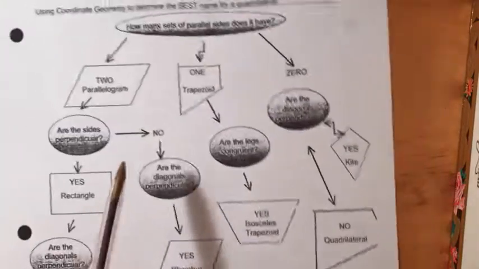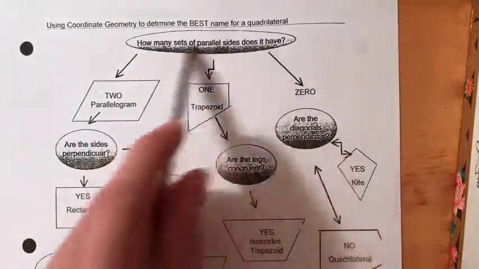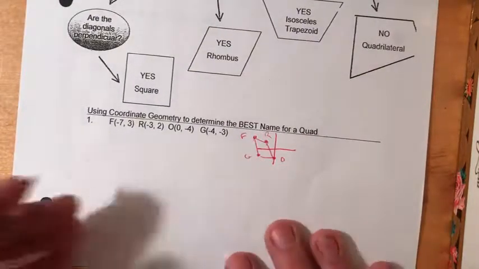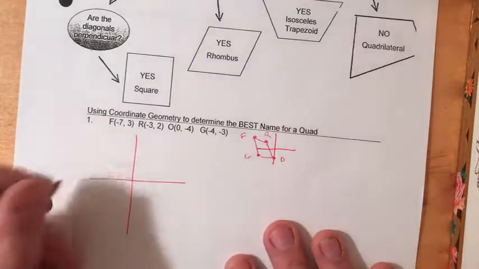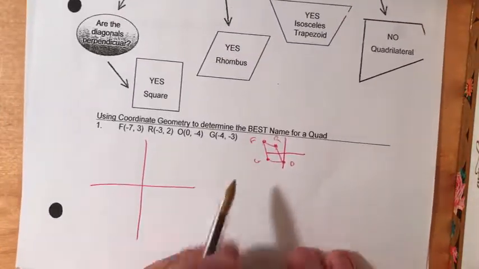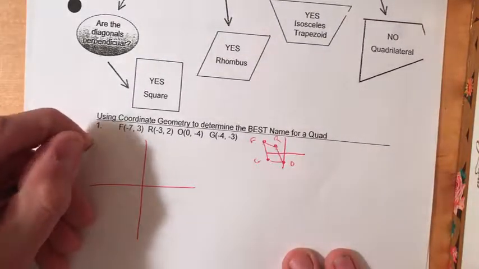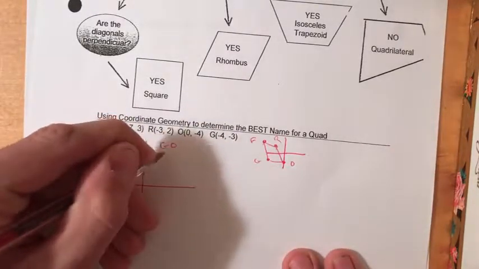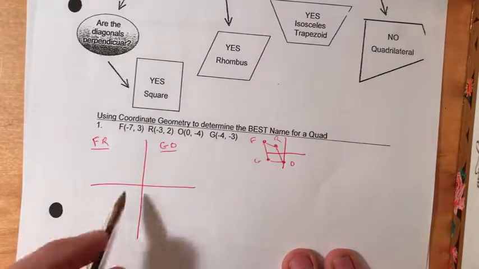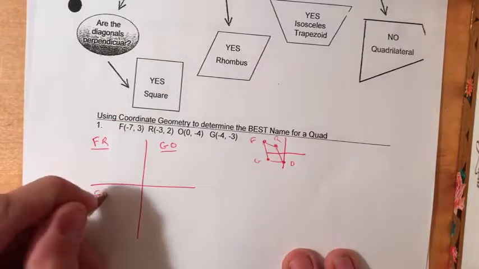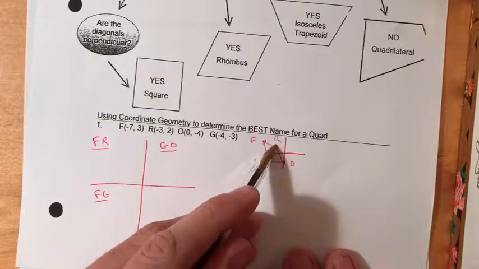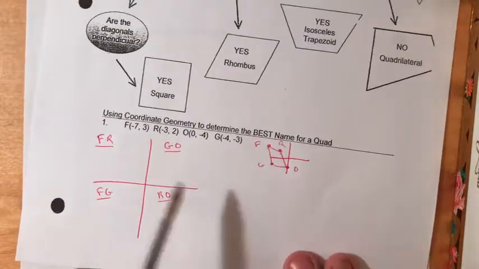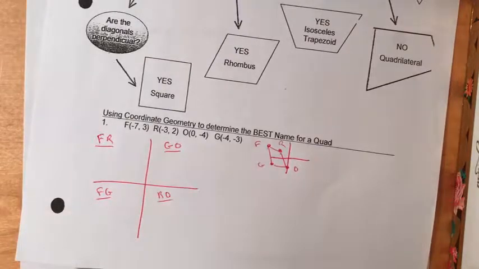In order to find out how many sets of parallel sides it has, we need to do slope 1, 2, 3, 4 times. So make a little T-chart. The nice thing is it's the same process over and over and over again. My first set of opposite sides, I have FR. My second set, I have GO. I also have FG. And the opposite of that is RO. I'm going to kind of quickly do some of this slope because slope's not all too crazy.